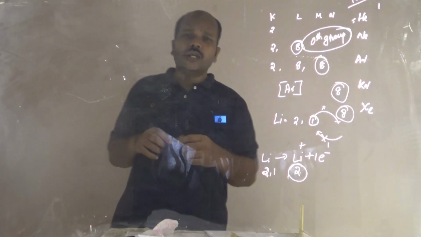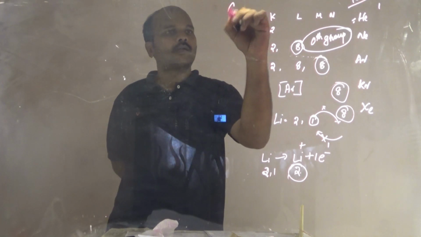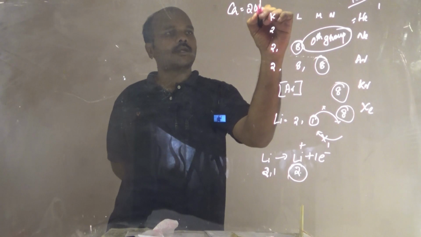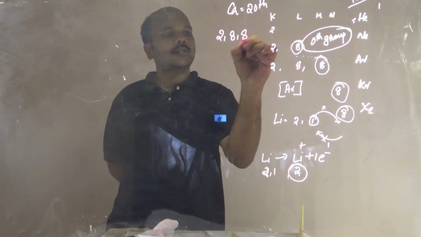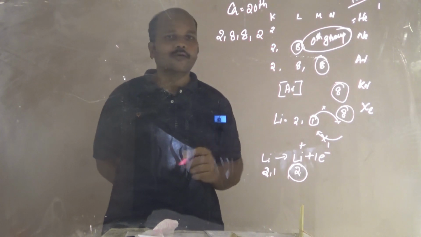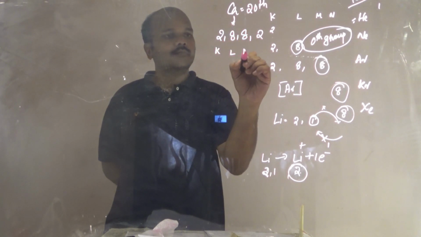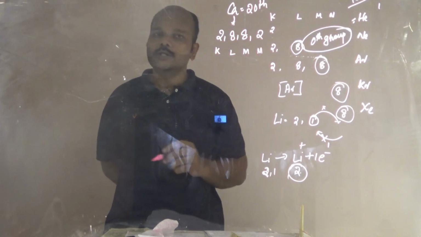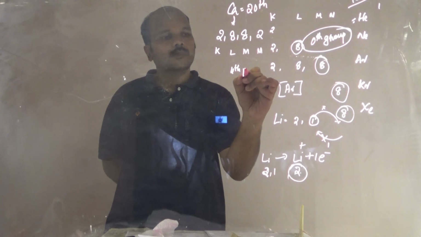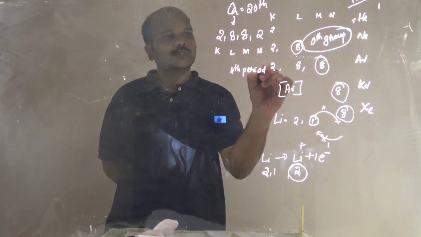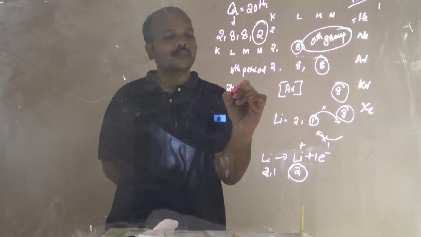If you look at the elements after calcium, for example, calcium is the 20th element. 2, 8, 8, 2 is the electronic configuration of calcium. So this is the K shell, L shell, M shell and N shell. It has 4 shells, so that means it is in the 4th period. Since it has 2 outermost electrons, it is in the 2nd group.